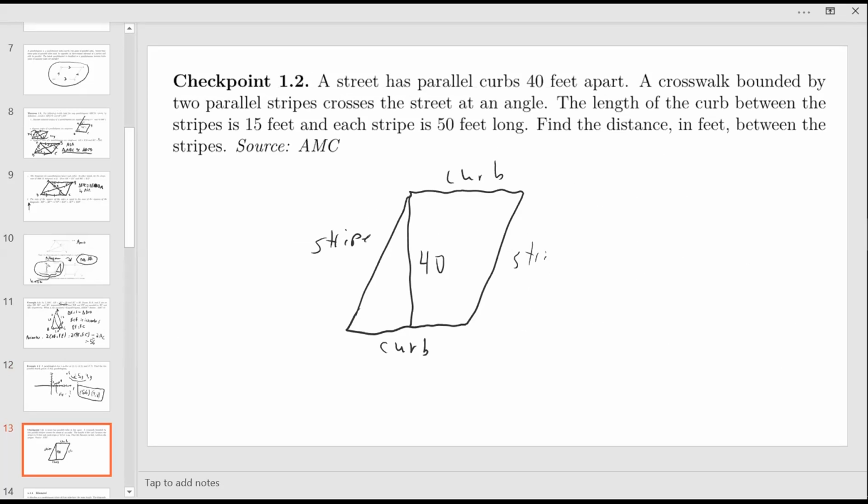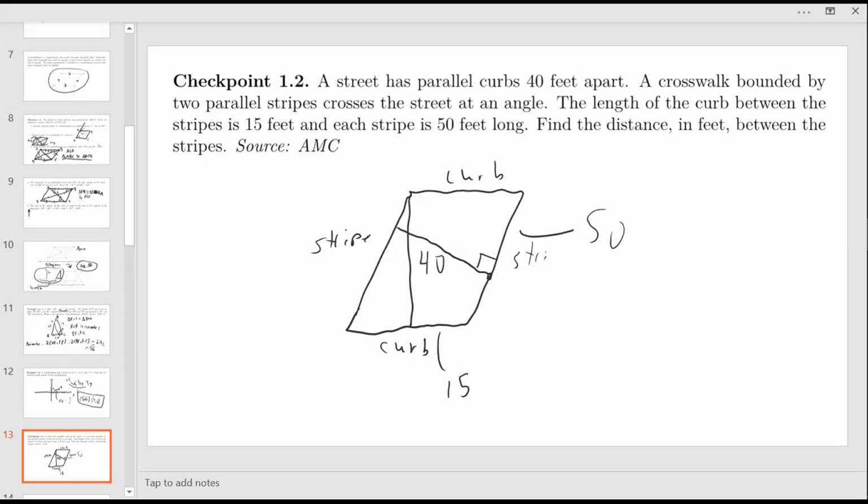So this is basically the distance between the crosswalks we want to find. And it says the length of the curb is 15 feet, so this is 15. And we know that the length of each stripe is 50 feet. So now we want to find the distance between the stripes, which is just this.